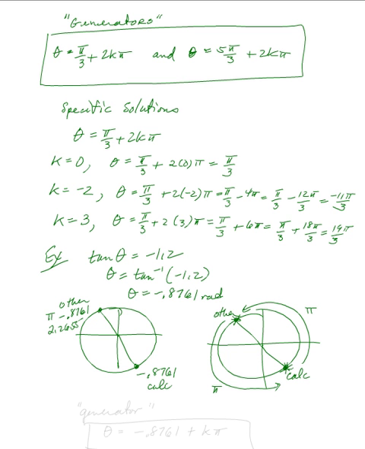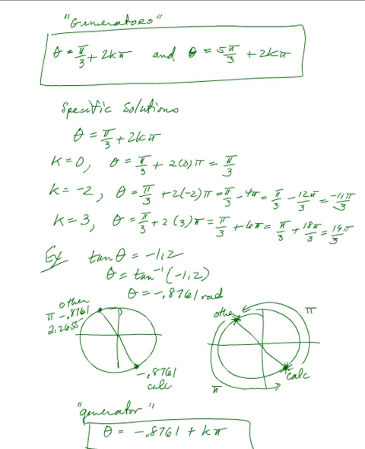So essentially what I would write for the generator is theta equal to negative 0.8761 plus k pi. So essentially what you're doing is you're starting with a solution. It really doesn't matter which one. In this case I picked the calculator one, negative 0.8761, and then you add k times the distance between them. So that's your generator here.